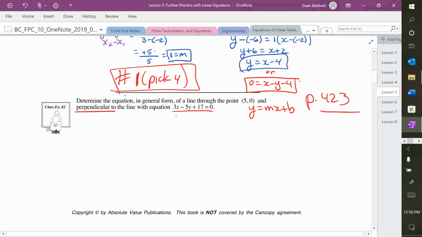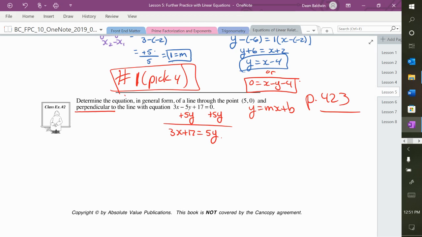Now, I want y equals. I want y by itself. What should I do as my first step to this 3x minus 5y plus 17? Put the y on the other side. That's the first step. So I'm going to add 5y to each side. So I got 3x plus 17 equals 5y. What do I do next? Divide by 5. So I get 3x over 5.